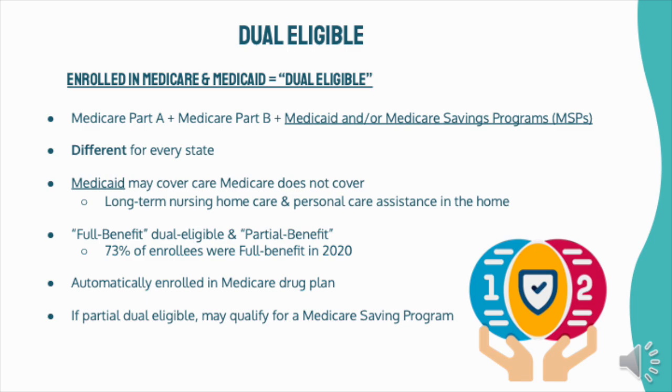Dual eligible refers to those who qualify for both Medicare and Medicaid benefits. Dual eligible beneficiaries receive health coverage from both the federal and state government. Medicaid also covers additional services beyond those provided under Medicare, including skilled nursing facility care, prescription drugs, eyeglasses, and hearing aids. Individuals who are dual eligible are automatically enrolled in a Medicare drug plan, and if you're partial dual eligible, you may qualify for a Medicare savings program.